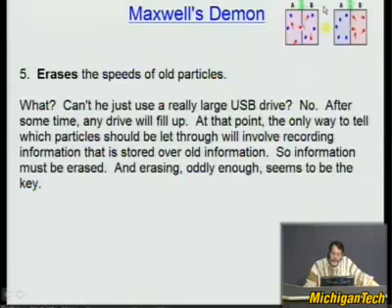Can he just use a really large USB drive to write down all the particle positions, and then he won't have to erase? Well, it turns out that after some amount of time, any drive will fill up. At that point, the only way to tell which particle should be let through will involve recording information that is stored over old information. Therefore, some information must be erased. And erasing, oddly enough, seems to be the key to our current understanding of Maxwell's demon.